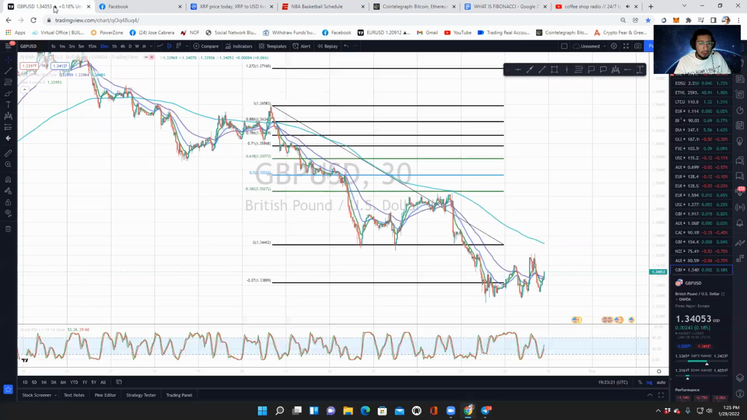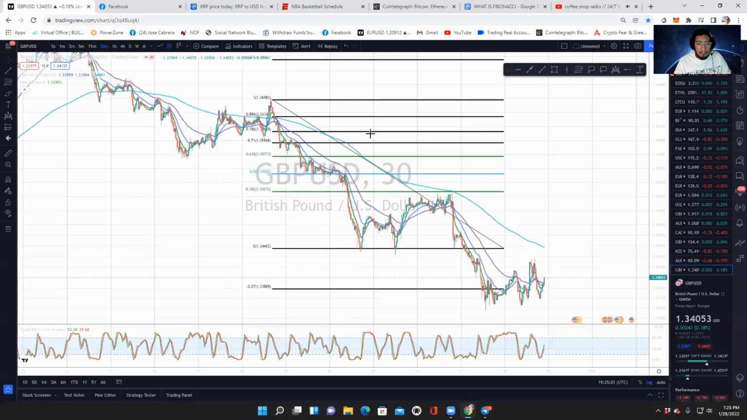Okay, and I'll show you those here on the fib. So my 61.8 is this green one right here. You can see the 618. My 50% is this blue one. You can see the 5, and then my 38.2 is this green one. So you can see that all of these are here and they're all with different colors.